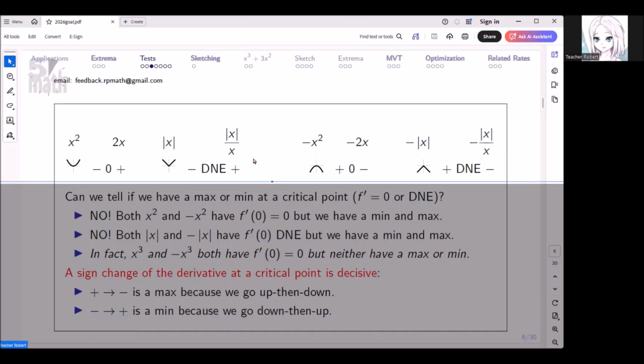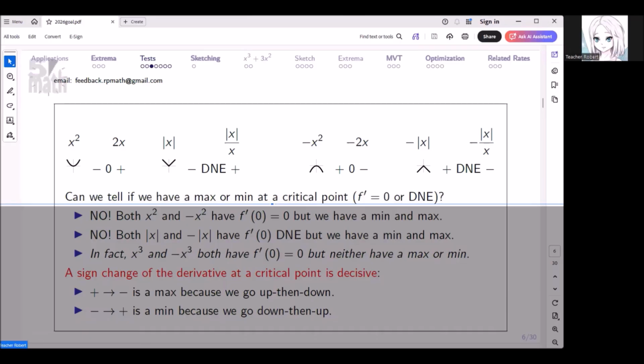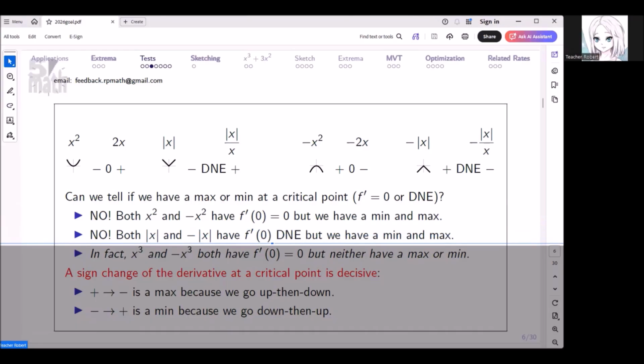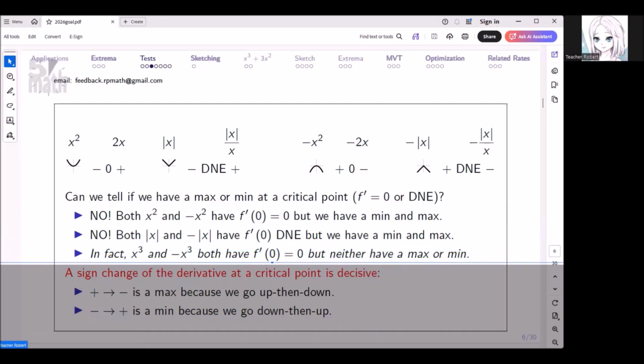Here are some examples. Can we tell if we have a max or min at a critical point, if f prime equals 0 or does not exist? No. Both x squared and minus x squared have f prime of 0 equals 0, but we have a min and max. No. Both absolute value of x and negative absolute value of x have f prime of 0 does not exist, but we have a min and max. In fact, x cubed and minus x cubed have both f prime of 0 equals 0, but neither have a max or min.